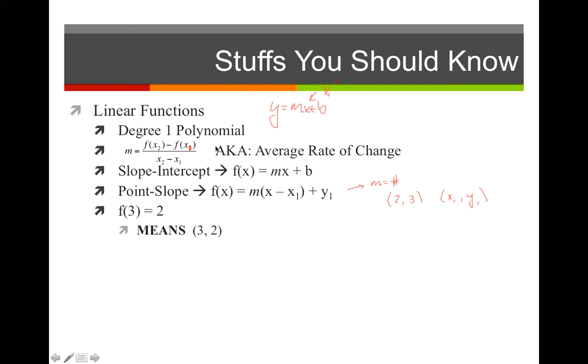The last thing here is you need to remember that f of 3 equals 2 means the coordinate 3, 2, because this says that x is 3 and y is 2, or y is 2 when x is 3. All right, and that goes for more than just linear functions. That goes for any type of function. f of 3 equals 2 is the coordinate 3, 2.